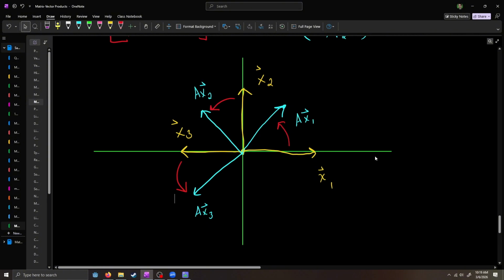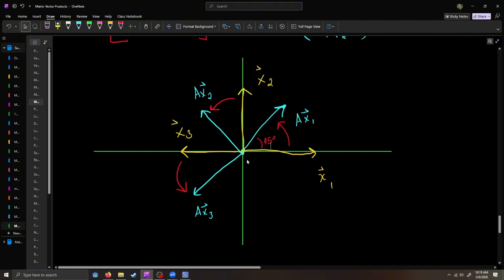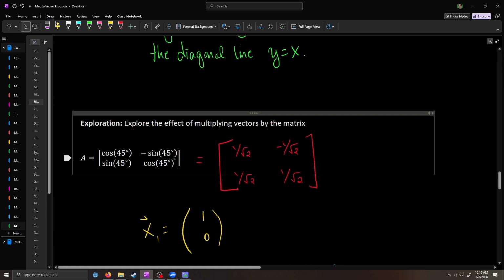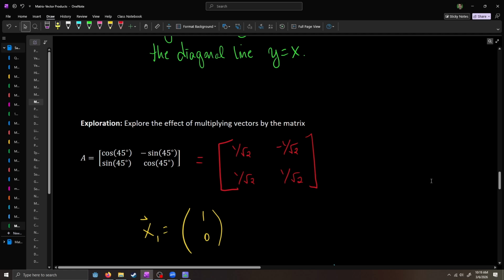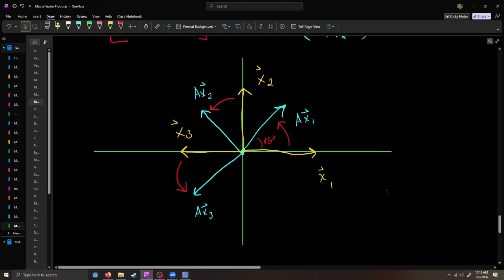For me, it looks like what's happening is rotation. A is taking each of these vectors and is rotating them counterclockwise. Specifically, it looks like the vectors are being rotated counterclockwise through an angle of 45 degrees. The exact same 45 degrees that has appeared in the initial formula for our matrix A, cosine and sine of 45. So that's pretty significant. We will see in a couple of episodes how this particular matrix gives rise to a 45-degree rotation. Here we've just seen it experimentally though.